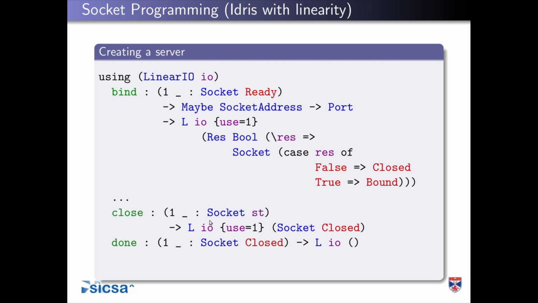Similarly for the other operations, I haven't put the whole API here. They'll pretty much follow this form of saying what the type is when it goes in and how the type is calculated when it goes out. Eventually, when we're finished, we have to consume the socket. So the done operator says, give me a linear socket that's currently closed, and I will give you back an unrestricted unit type.